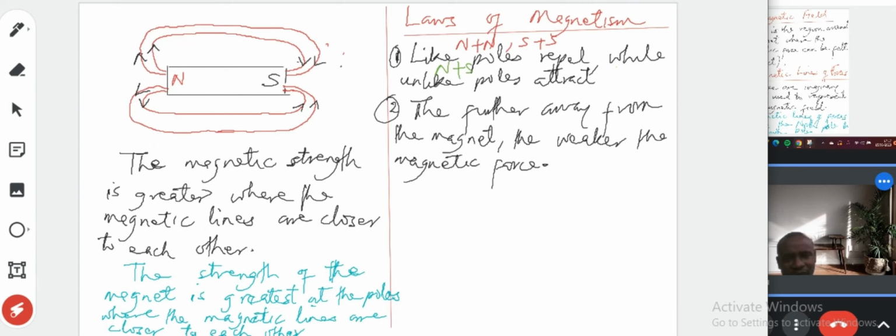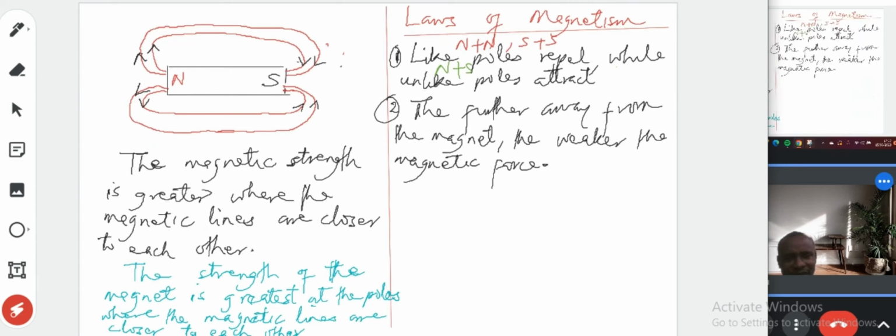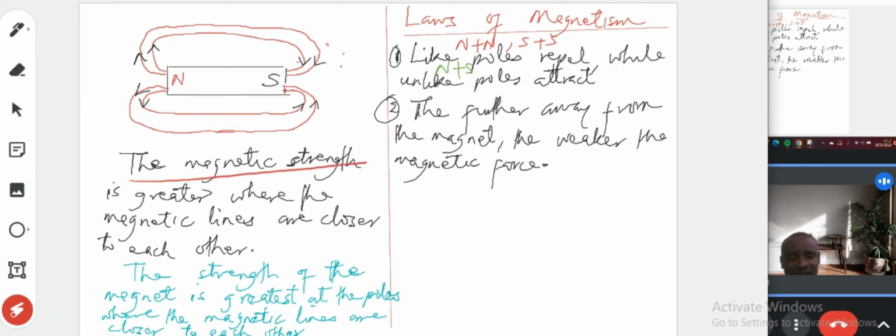Go back to page 2, because this is important. I need to emphasize it. These lines, the arrows must point out of the north and point towards the south. Take note of that. Always pointing out of the north towards the south, because magnetic lines of forces run from the north pole to the south pole. Is that clear? Yeah. And I also told you that the magnetic strength is greater where the magnetic lines are closer to each other.